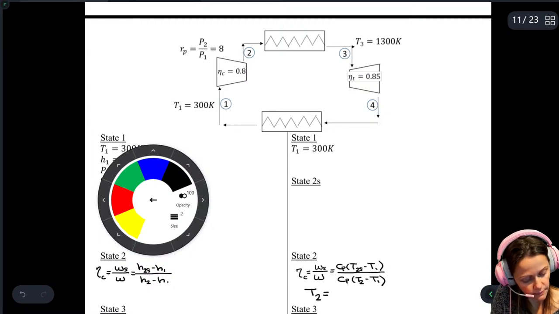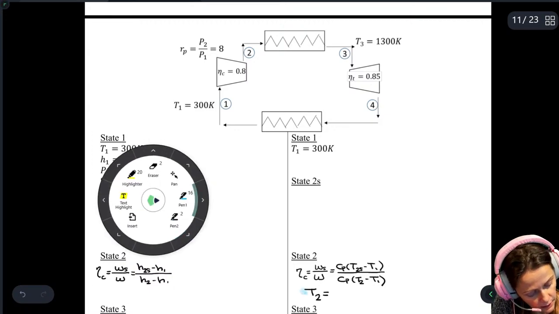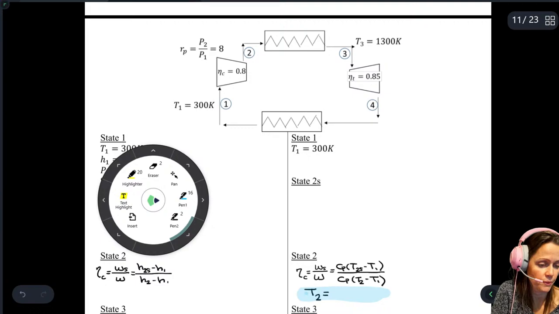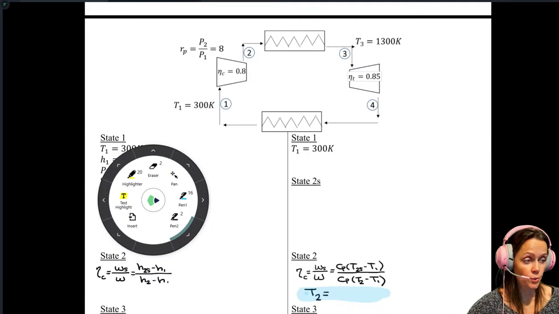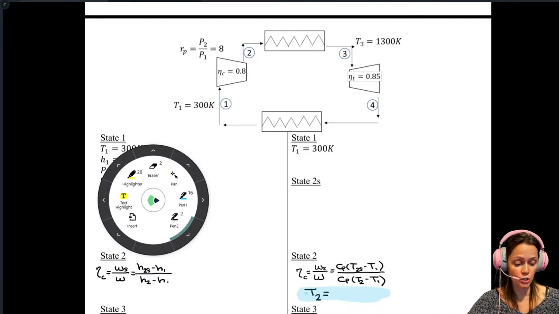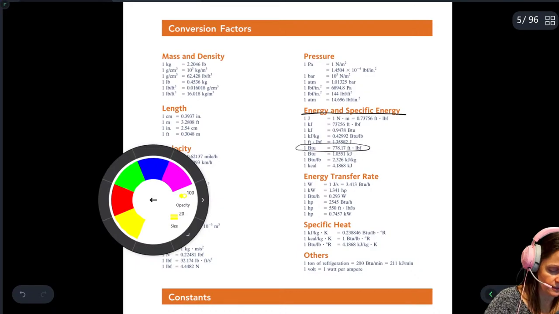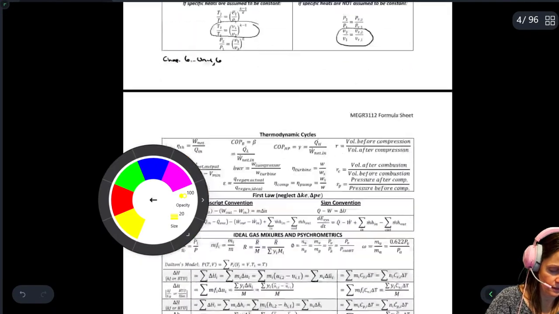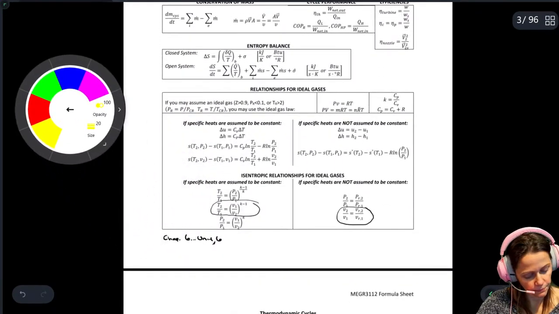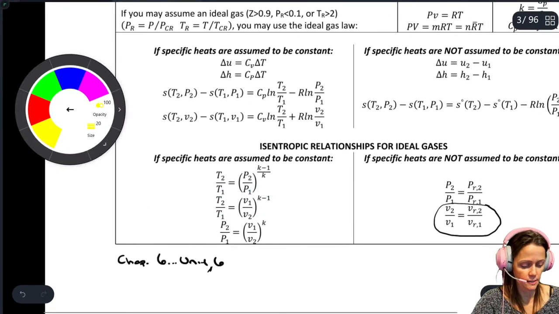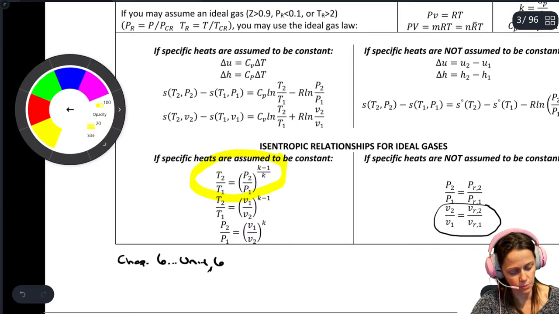All right. So I'll just put a placeholder there because as soon as I find T2s, I'm good. The way that I'm going to find T2s is apply an isentropic relationship between state 1 and state 2. So remember, you've got a couple of choices there. Instead of using the one that relates to specific volumes, I'm going to use this one.